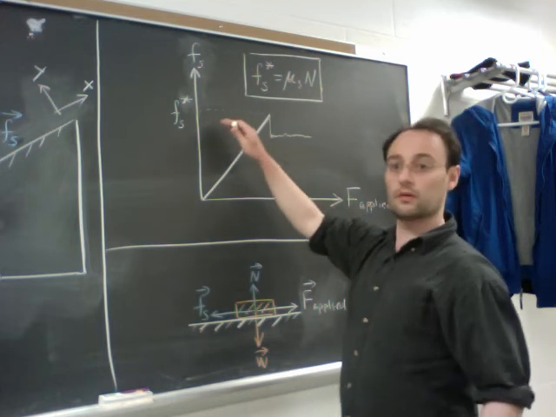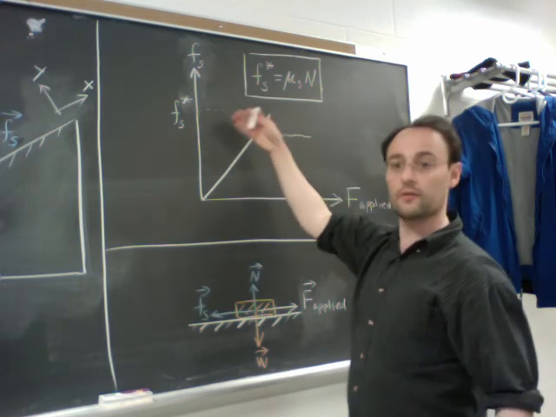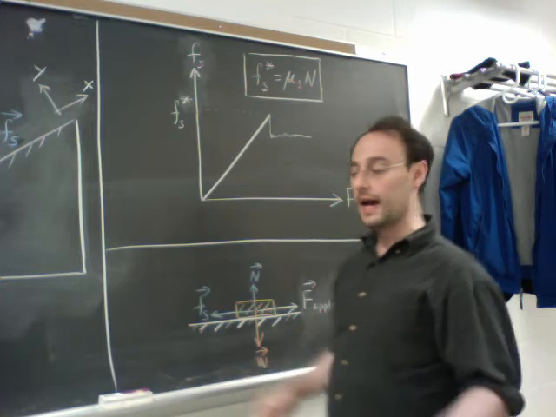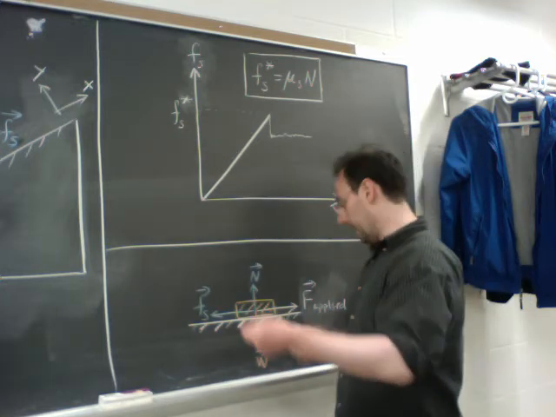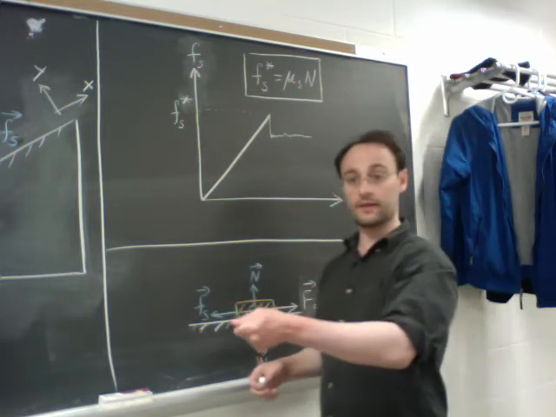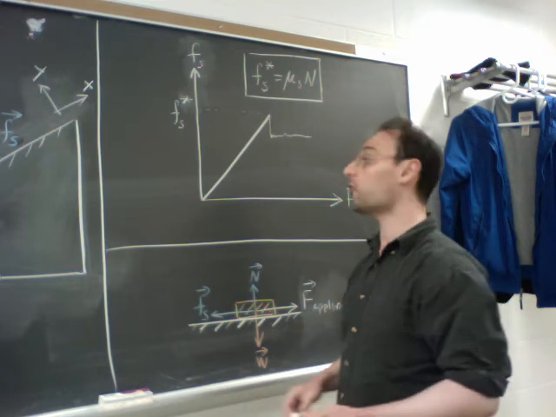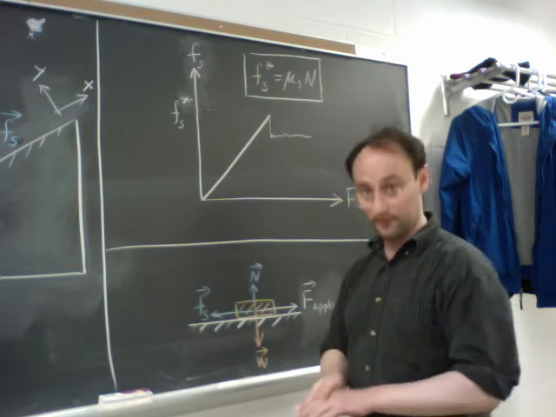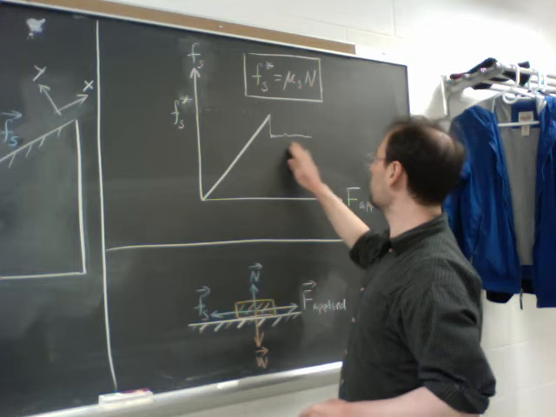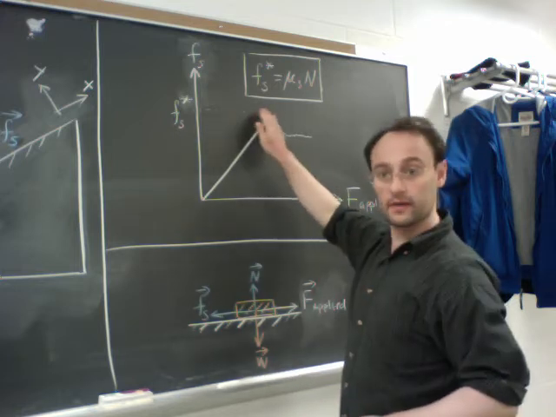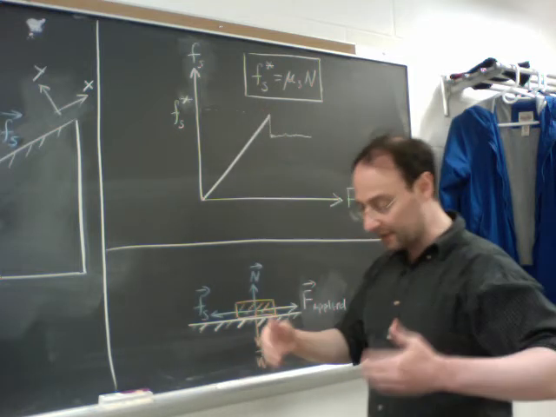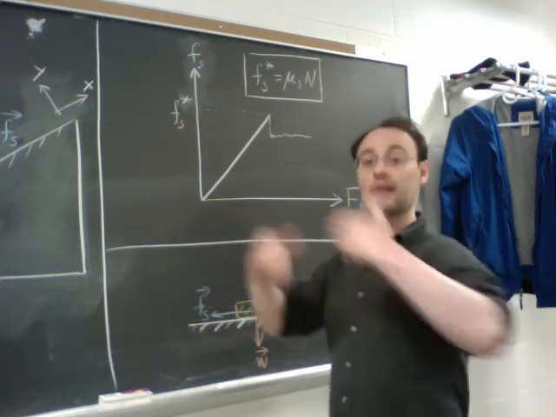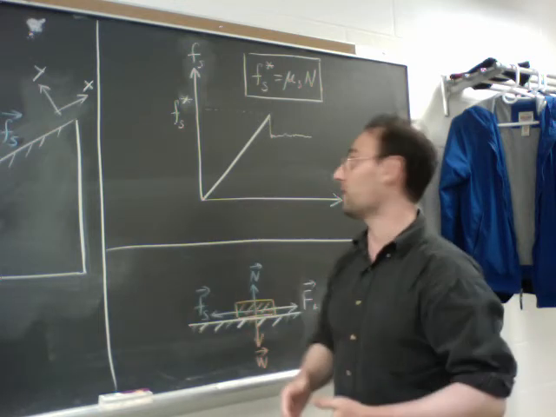There exists a maximal value of the static friction force, which I'm going to label Fs star. If I apply an external force that's greater than Fs star, the maximal value of the static friction force, then the object slips and now it experiences kinetic friction force, which in general is smaller than the maximal value of the static friction force. And that's why it's harder to get an object to move than to maintain its state of motion once it's already moving.